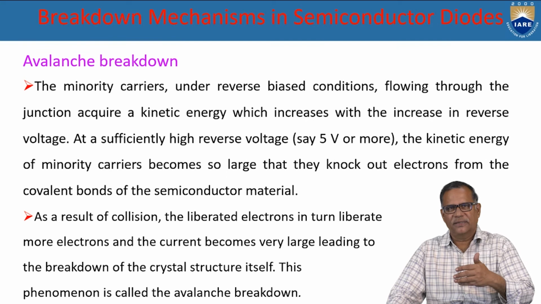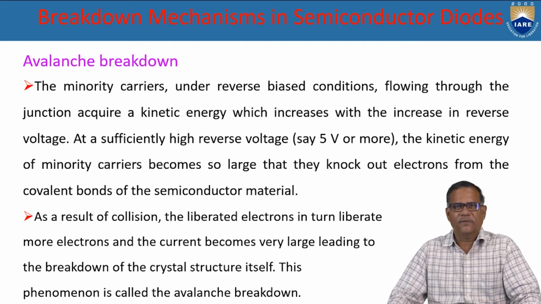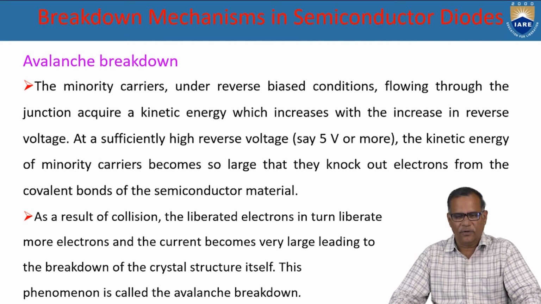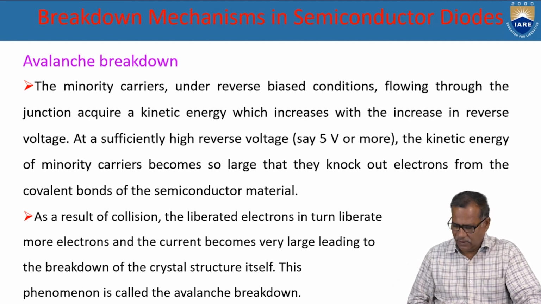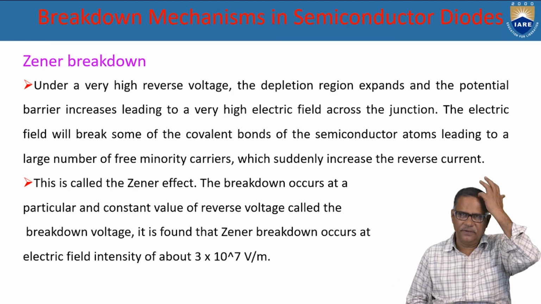and more charge carriers become available for conduction. So suddenly, large amounts of current flow through the diode. As a result of this collision, the liberated electrons in turn liberate more electrons, and the current becomes very large, leading to the breakdown of the crystal structure. This phenomenon is called the avalanche breakdown. This avalanche breakdown occurs in the conventional diode.